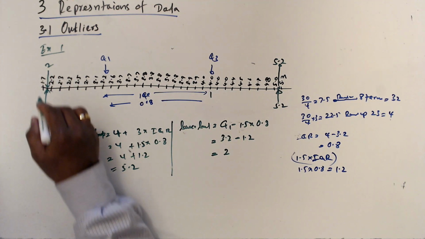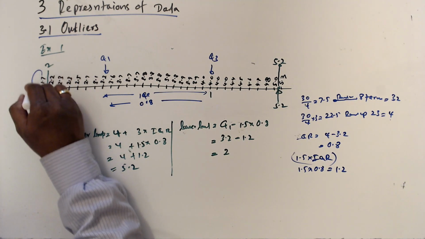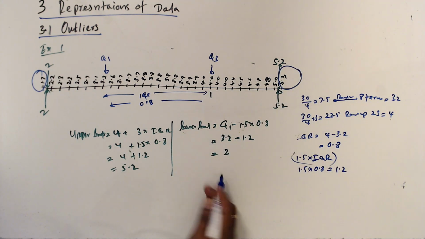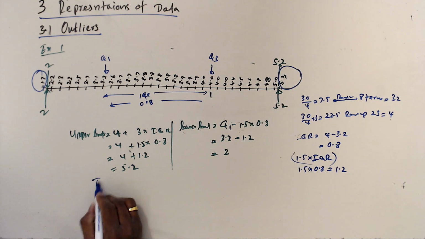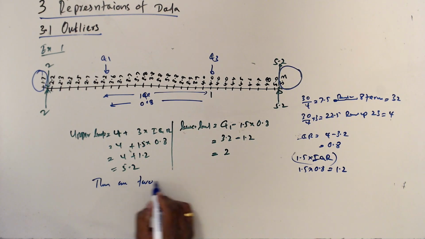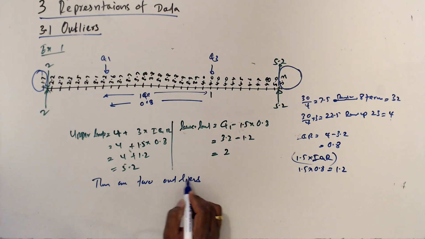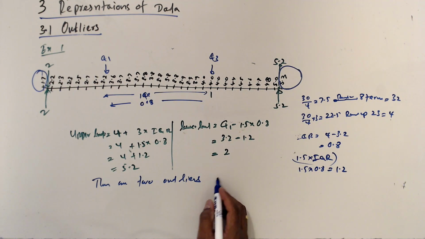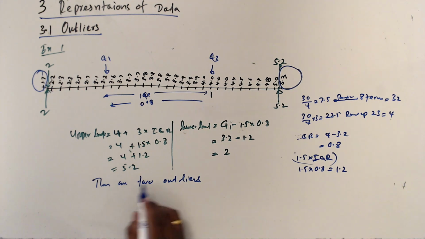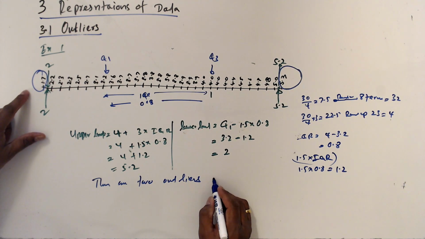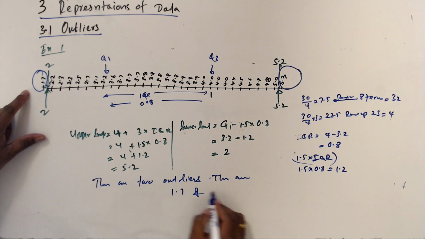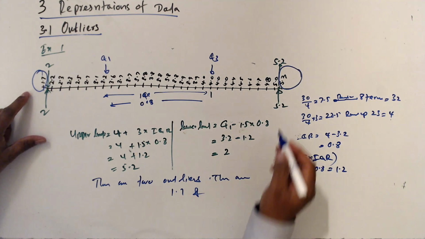So I can see one outlier here, 1.7, and the other outlier here is 5.3. So there are two outliers. I modified this example number 1 by putting 5.3 instead of 5.1. So they are 1.7 and 5.3.